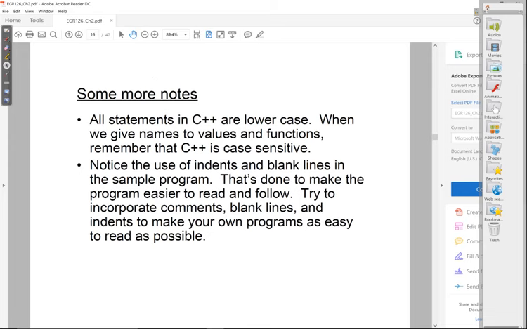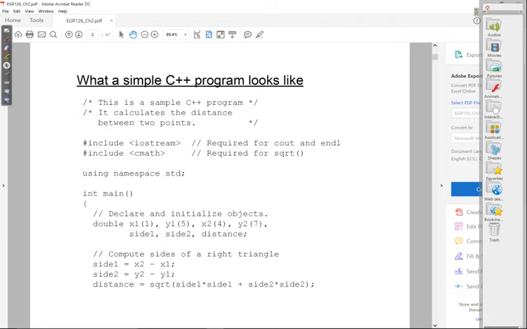Right? The other thing, I talked about blank lines, right? How the blank lines make your program easier to read. Well, you also notice that there are some indents throughout my program, right? You see, like the first few lines, these are all left justified, but then after the brace, everything is indented, right? And again, that makes it easier to read because then that makes it easy to pick out where the main program is.